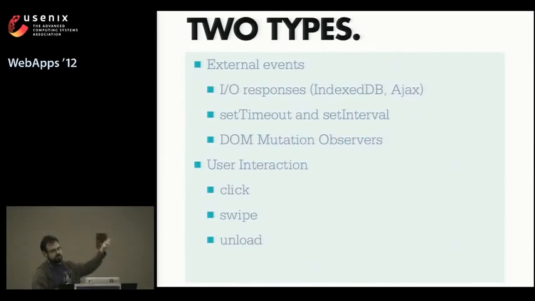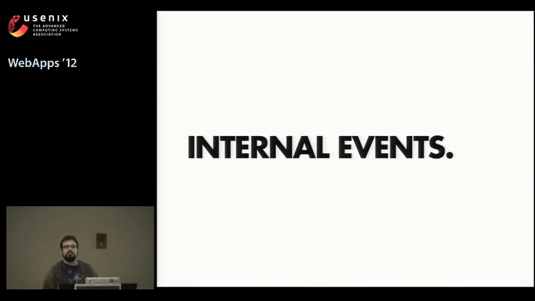So an external event is an event that is not part of your application. The browser returns I/O, let's say IndexedDB or AJAX, a setTimeout gets called, there's a mutation observer. Actually, sorry, my categorization is not what I just said. So basically, there's two types of external events. The top should say browser events. These are events that are not part of your application, things like I/O, setTimeout, DOM mutation observers. These are things that the browser does. And then there's things that the user does. The user might click, swipe, close a tab, et cetera. So these are all events that are not part of your application. They're events that your application is being told about.